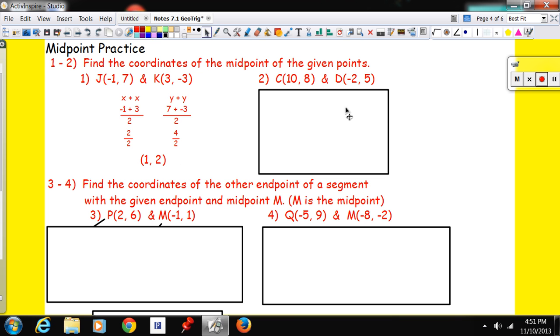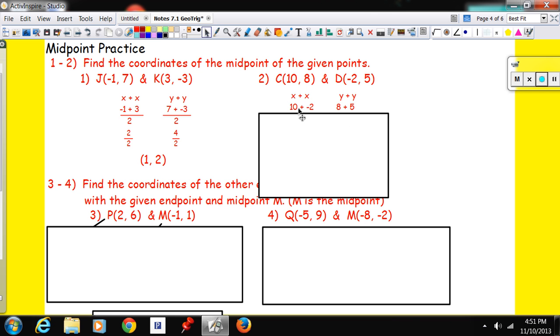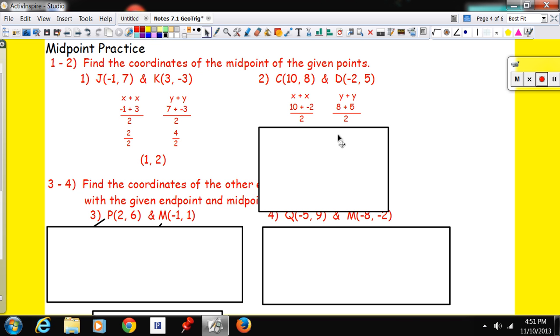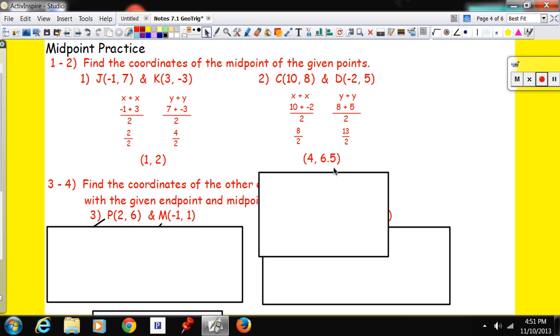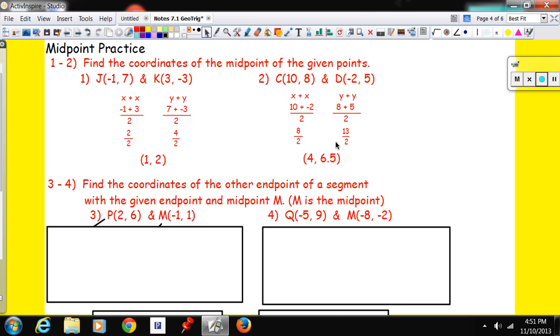Here you'd have 10 plus negative 2 for my x plus my x. Here you have 8 plus 5. So this one is a good one to show you because it might not come out even. So here you're going to get a positive 8, and there you're going to get a 13. 13 doesn't divide by 2 evenly, but you can always make it a decimal. So it'd be 6.5. So 4 comma 6.5 is the exact middle between those 2 points. If you were to draw a line from this point to this point, you'd be in the exact middle of that line. It would break the segment into two equal pieces.